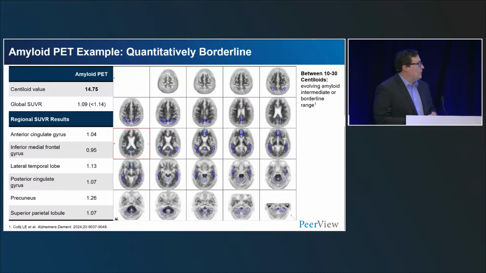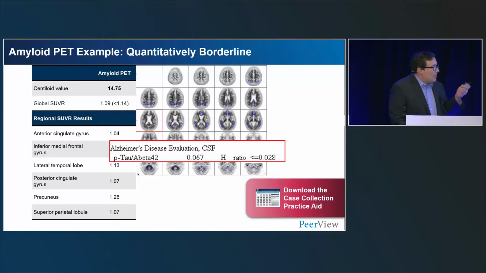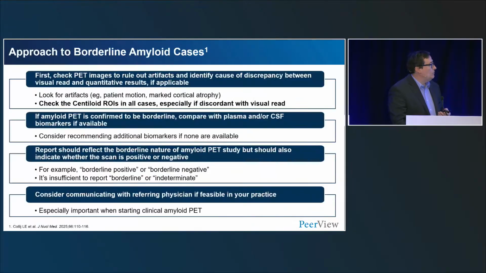And the Centiloid value comes back at 15. So, I think the question is, how do you report that? And how do you deal with that? So this person had a CSF and actually were positive. So this fits with our visual and our quantitative interpretation that there is abnormal amyloid, but it's at a low level.